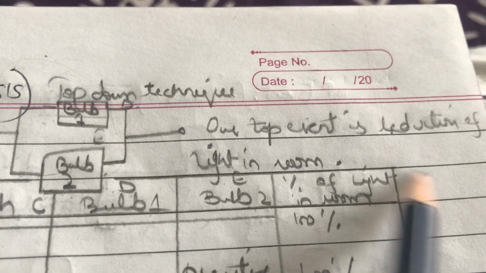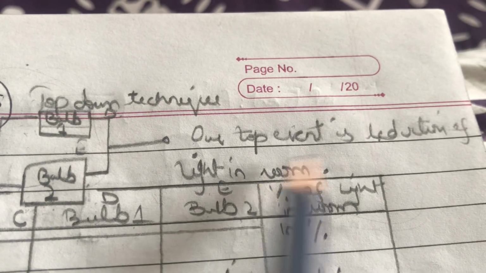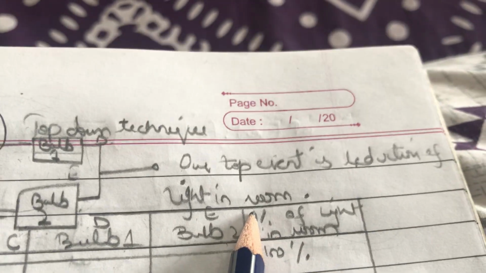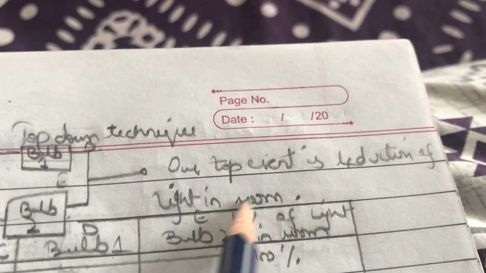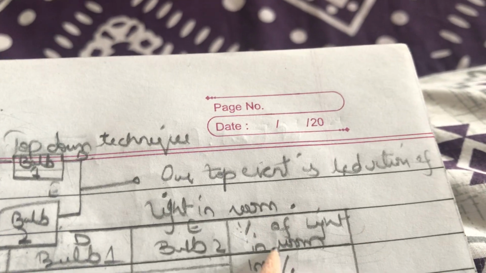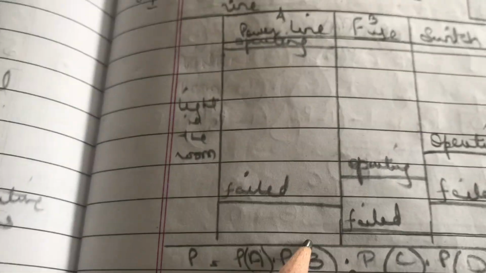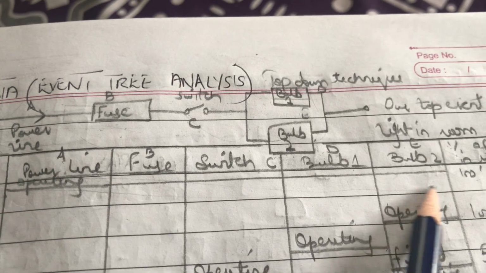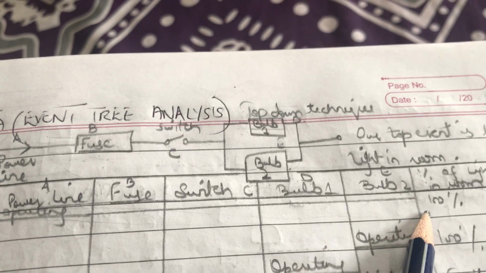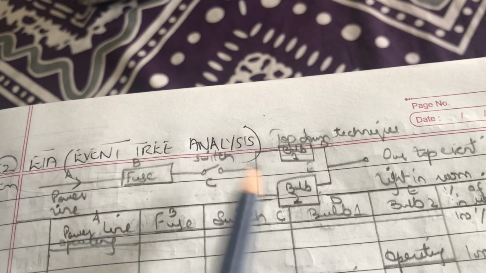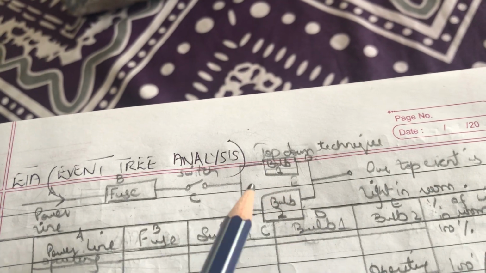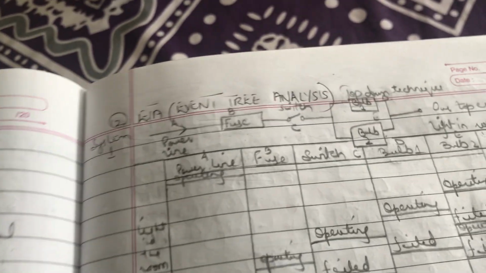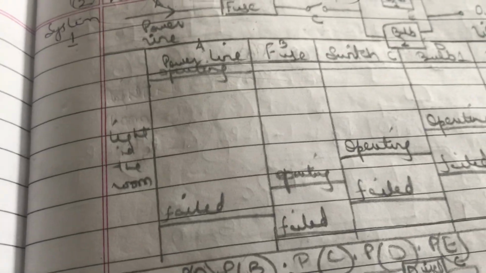And what is our top event? What are we going to find at the end? We are going to find the percentage of light in the room, how much percentage of light there would be in the room. So let's see. First, we can say that all 5 are in operating condition. When all 5 are in operating condition, we have a percentage of 100%. Obviously, when all 5 are operating, the light in the room would be 100%. There would be a shiny room.